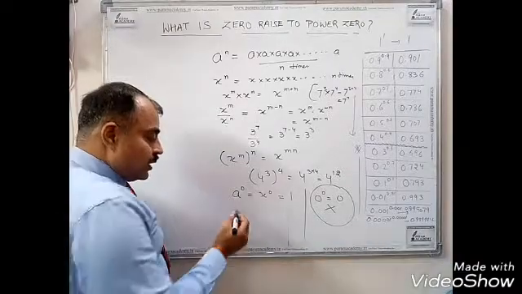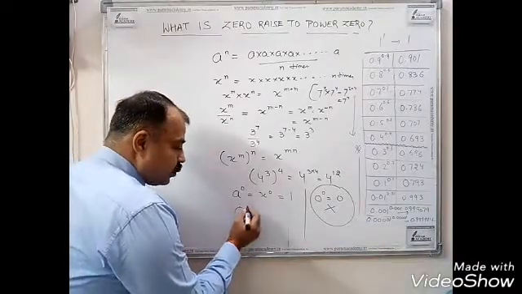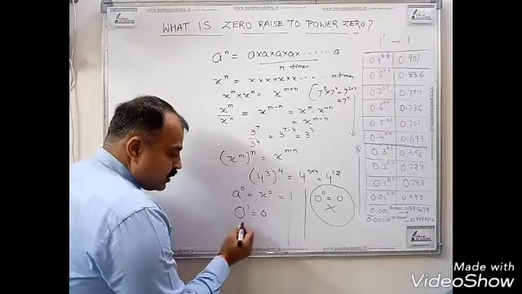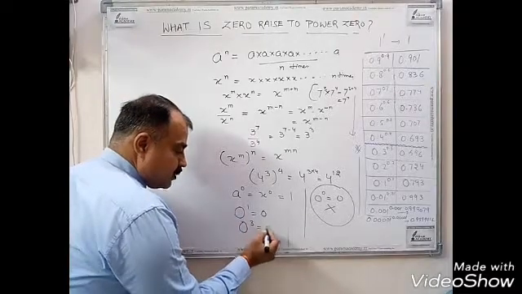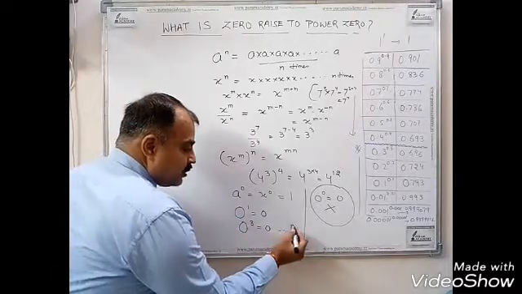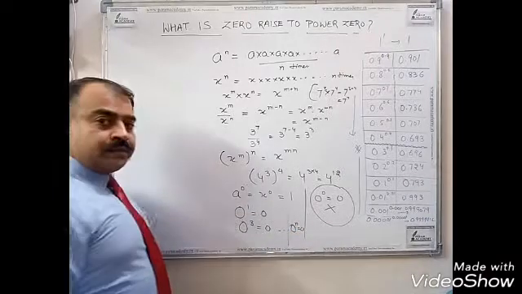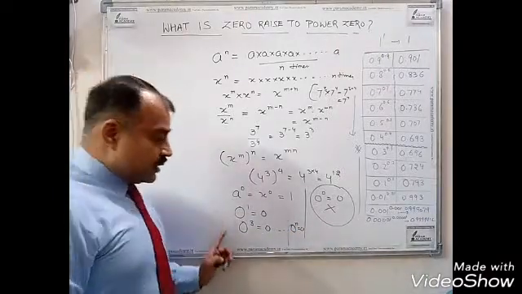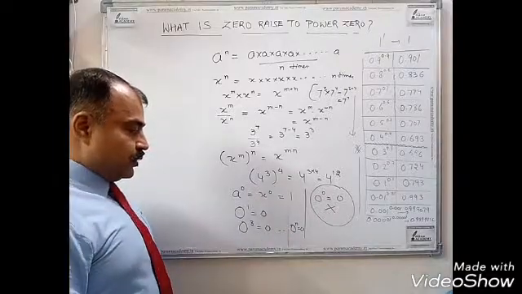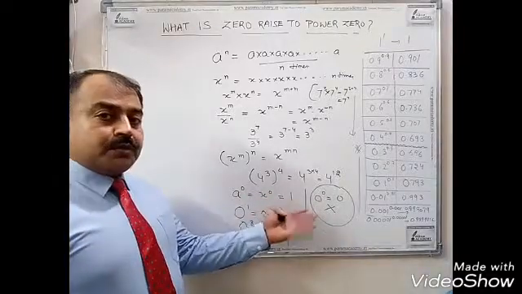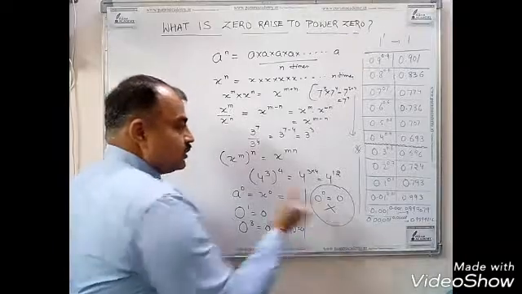Now we know that 0 raised to power 1 is 0, 0 raised to power 3 is also 0, and similarly 0 raised to power n is equal to 0. Now if I am saying that 0 raised to power n is equal to 0, then what would be 0 raised to power 0? Now let's find out the solution.